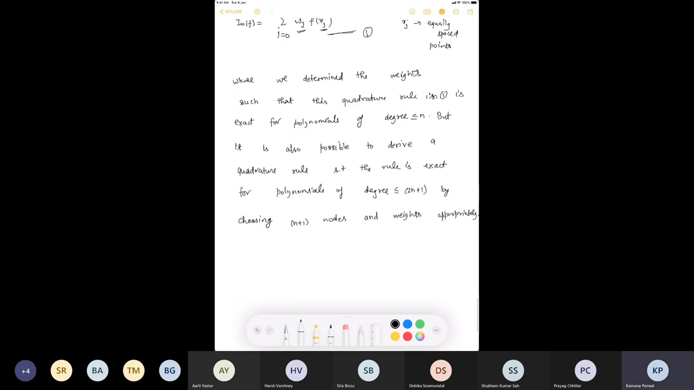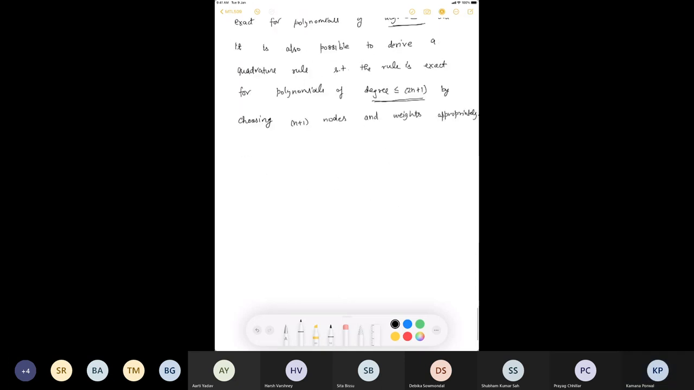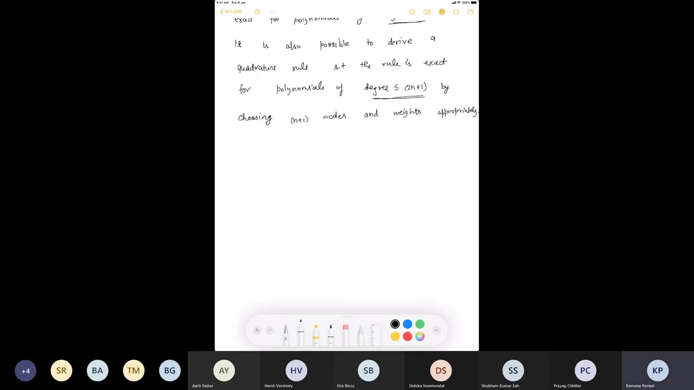Okay, and when we say that this rule, what we are going to derive, is going to be exact for the polynomial of degree less than or equal to 2n plus 1, you clearly can see that it is more accurate than the existing rules, because the existing rules are going to be accurate for the degree n, but at the same time, these rules are going to be accurate for the degree 2n plus 1. Okay, so they are going to have a better accuracy than the Newton-Cotes formula. So let's just consider a special case and try to obtain these formulas.